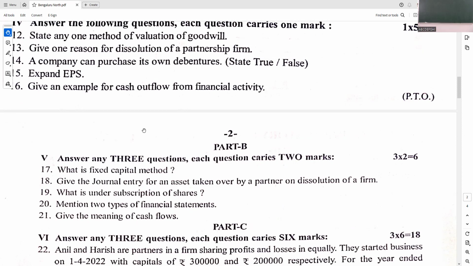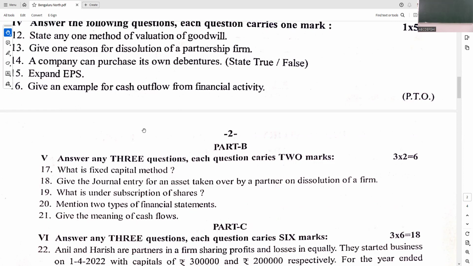Then, next is part B. What is fixed capital method? It is a method under which the capitals of the partners remain fixed. What is meant by this? All the adjustments will be made to a separate account called the current account. So the capital will remain fixed. There will be a change even in the fixed capital method, but that we will discuss later.